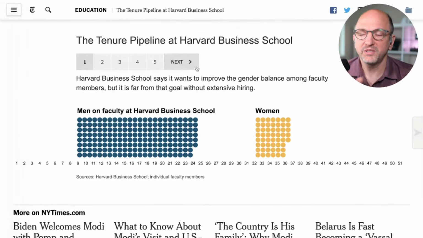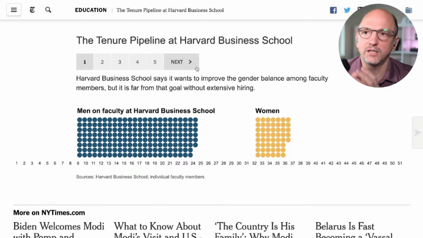And what we see here, by the way, is a unit chart. This is the number of men and women on the faculty, and it's represented by each individual being one dot. Actually, it's more of a packed chart. It's not really a unit chart. Anyway, this is a good representation because it's simple and you can easily see the difference.